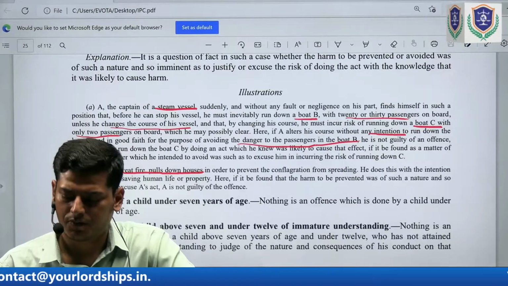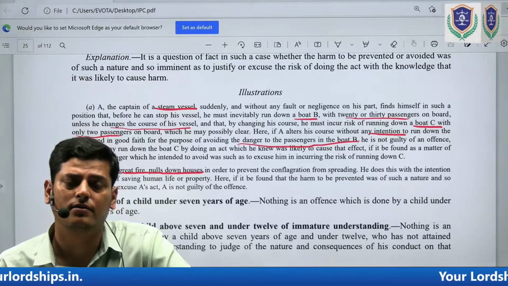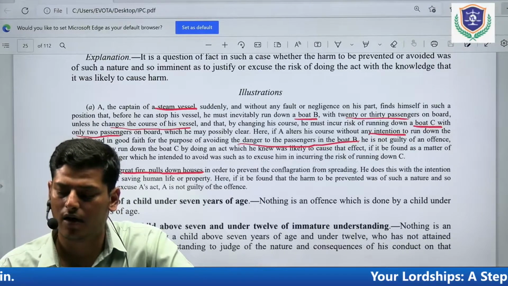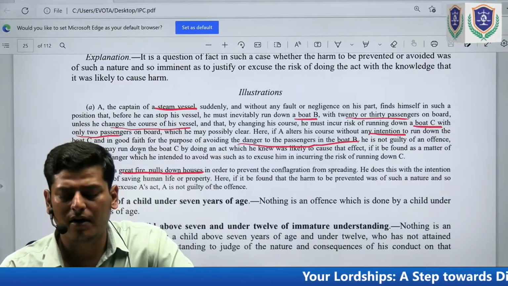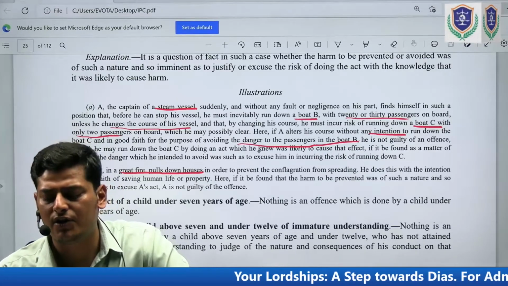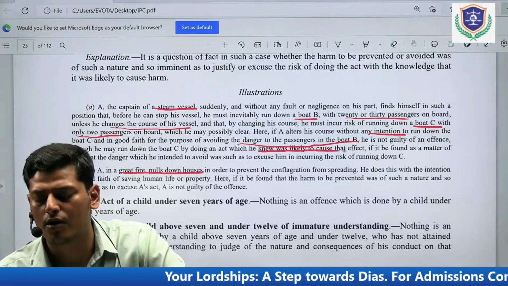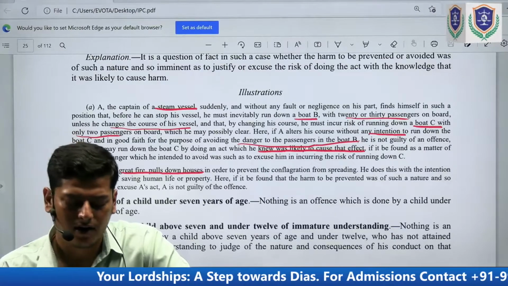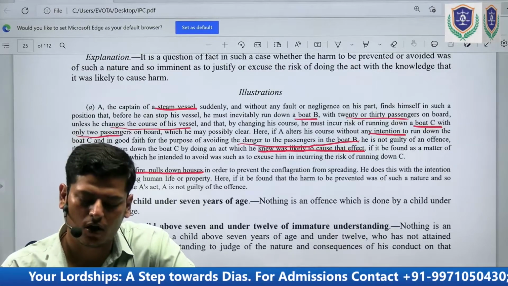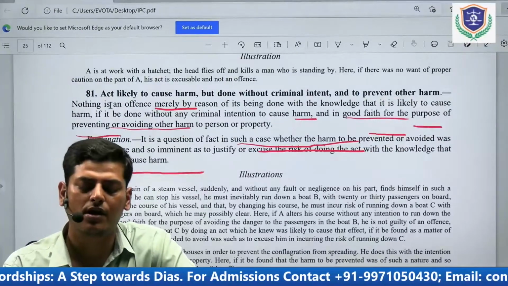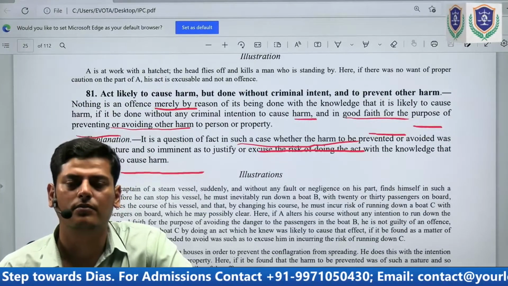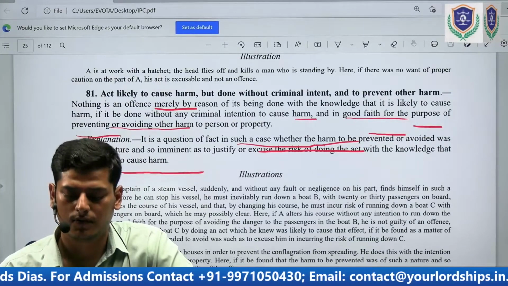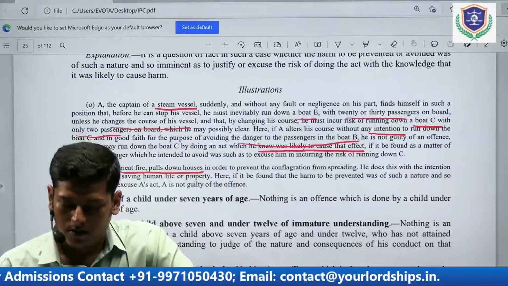Okay, but knowledge was there. आगे यही बोल रहा है, though he may run down boat C by doing an act which he knew was likely to cause that effect. That is why the title of the section says what? Title of the section says act likely to cause harm. Okay. So this is there.